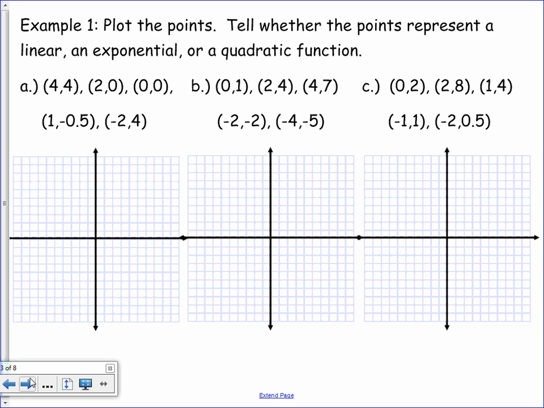For example 1, we need to plot the points, and then we just have to say whether that's going to form a linear, exponential, or quadratic function. Alright, so first we need a graph.